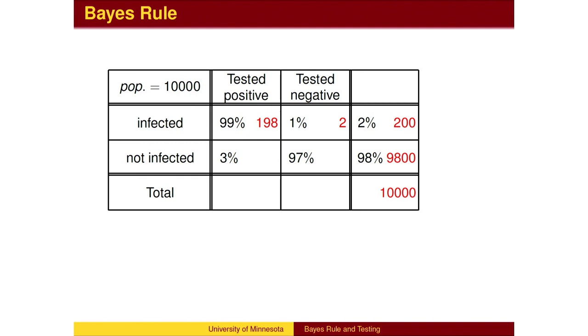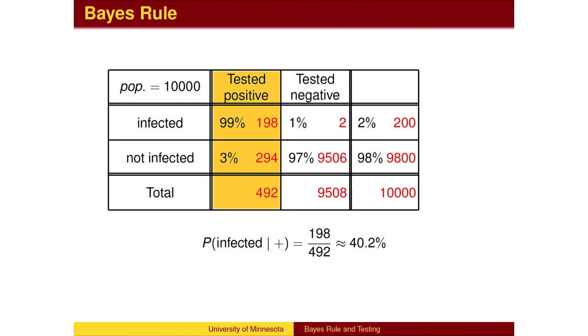Of the 9,800 healthy individuals, 3% of them, which is 294 individuals, have the test incorrectly showing that they are diseased. 9,506 correctly test as healthy. Altogether, there are 492 individuals that tested positive.